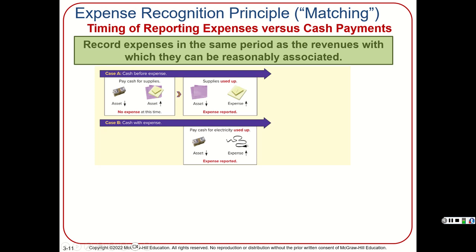Cash with an expense. So when you go to the store to buy office supplies, perhaps it looks like in this example, we're paying cash for our electricity. So the cash asset is going to go down and our expense is going to go up because the services have already been provided the month before.